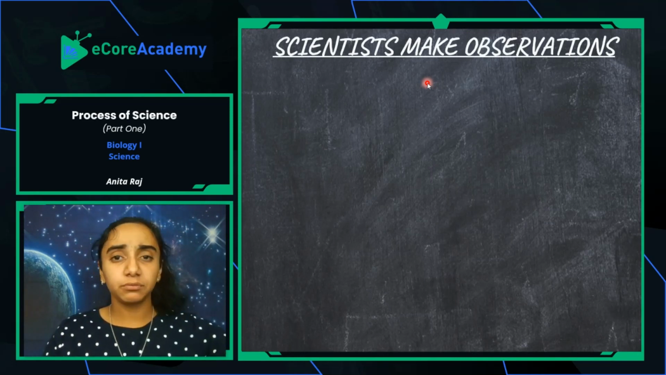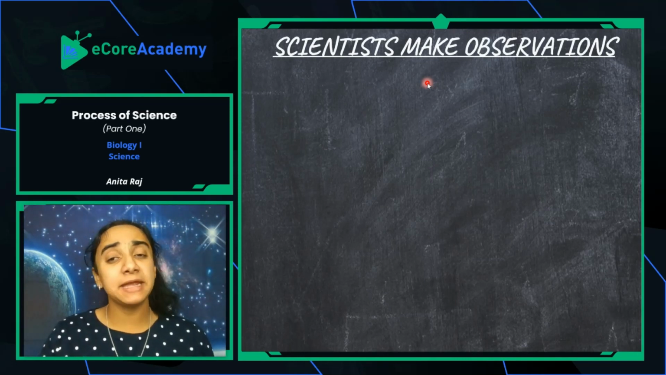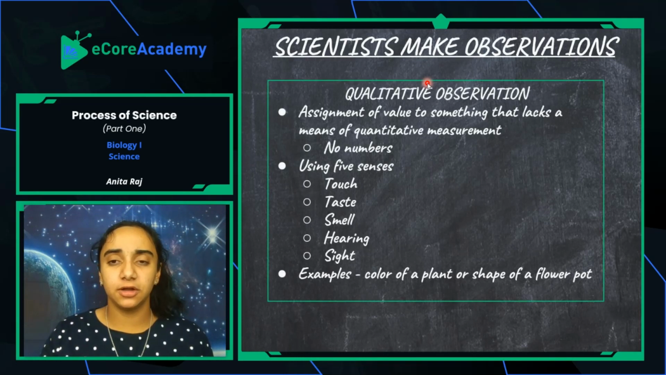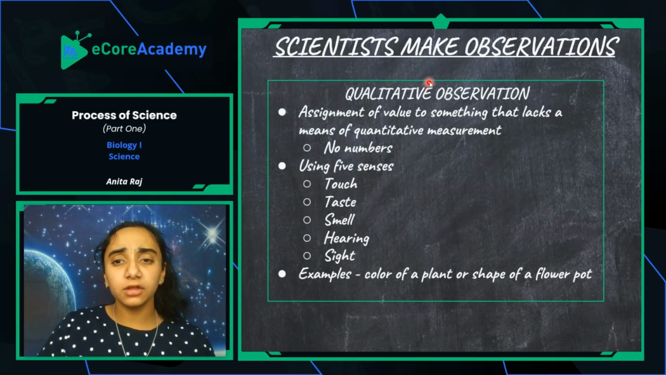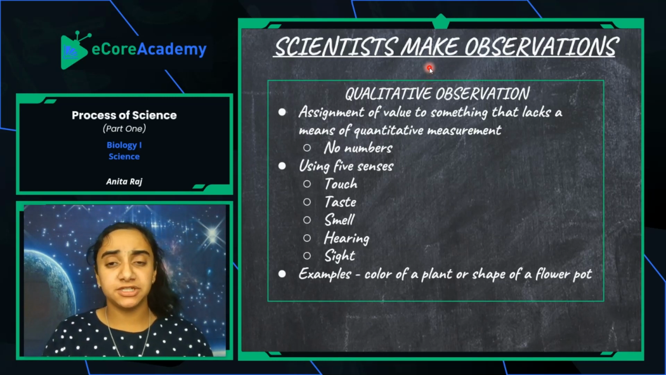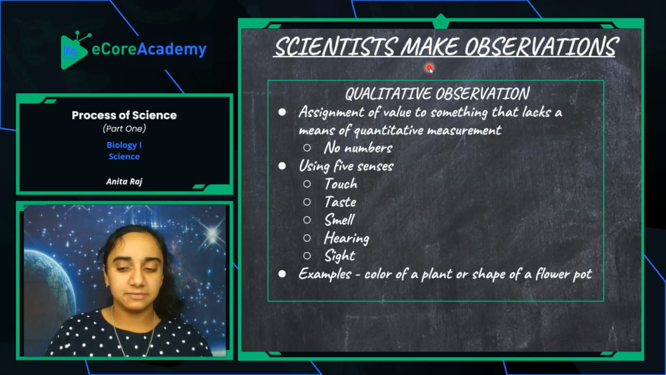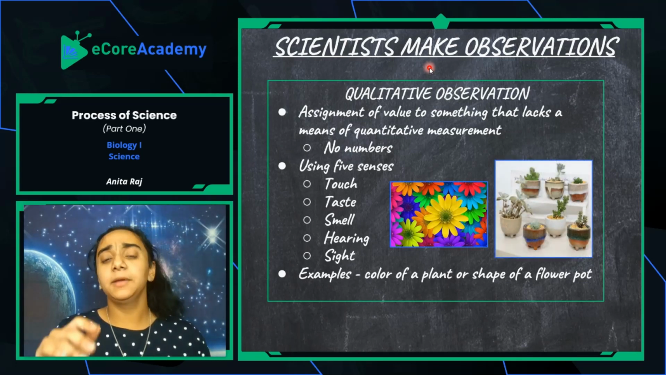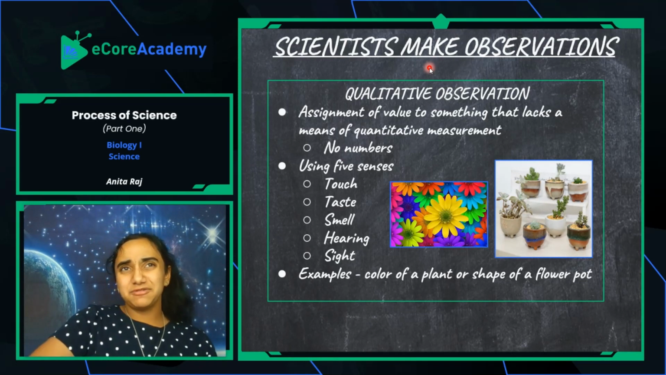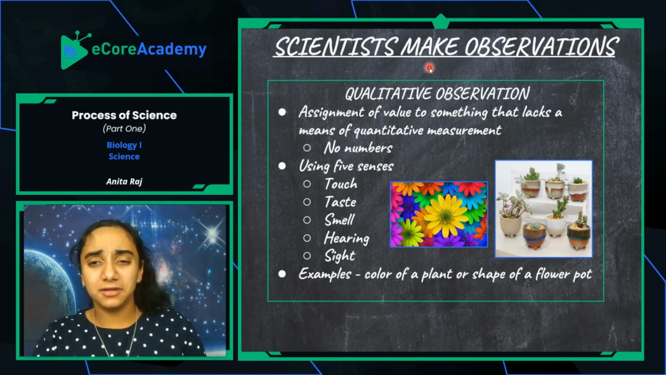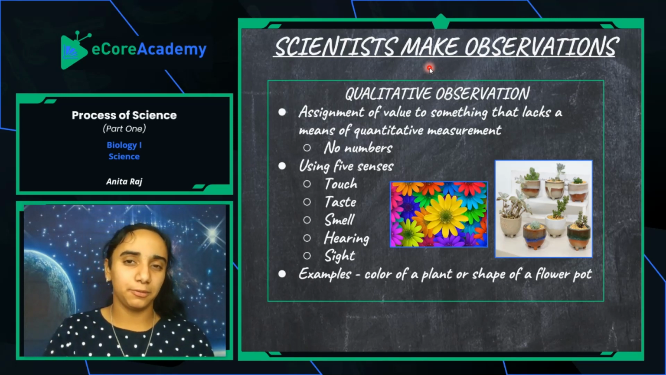These sections are going to be called Scientists Make Observations because we're going to be focusing on types of observations. So the first type of observation is a qualitative observation. Like I said, there are two types of observations. Qualitative is the one we're going to be covering first because it's probably the more basic one, or the one that's a bit broader, it might be easier to understand.